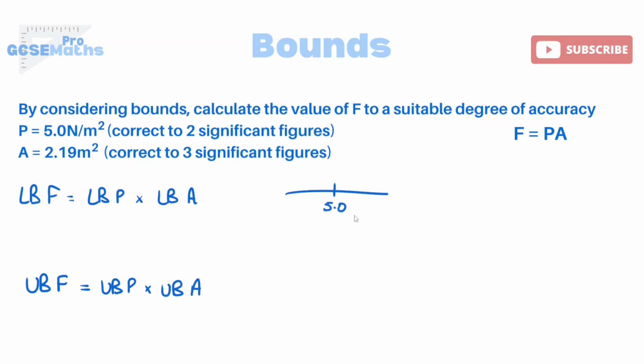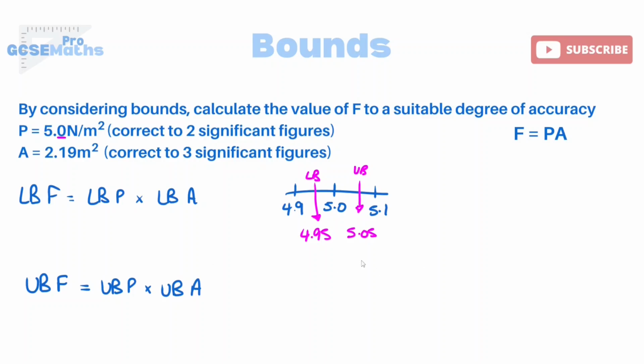So for p, I'm going to write down the number, which is 5. So we've got 5 newtons per meter squared, correct to two significant figures. So that means I need to look at the second significant figure, which in this case is the 0. So we want one above and one below. So one below is 4.9, one above is 5.1, and obviously remember, we're going halfway. Because I'm working out the upper and the lower bound of f, I'm going to need both the upper and lower bounds for p as well. So lower bound is 4.95, so halfway, and the upper bound would be 5.05. So I've got those.